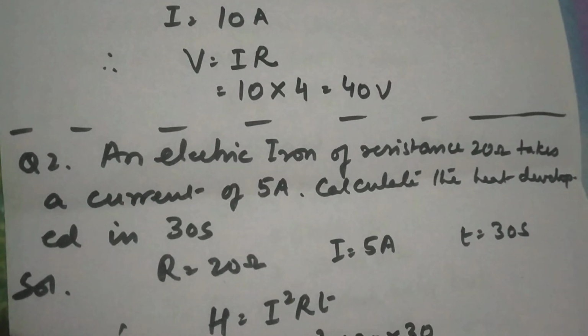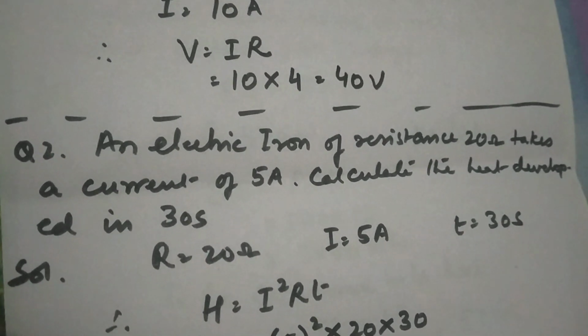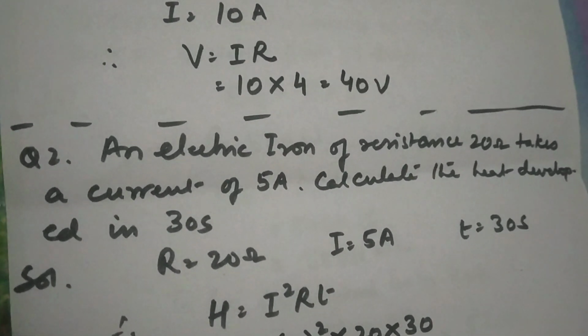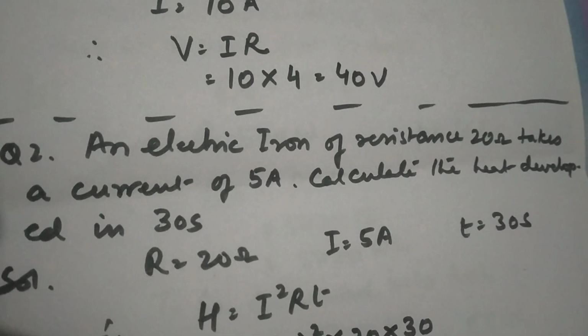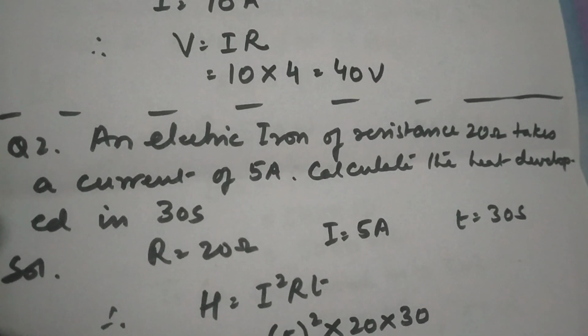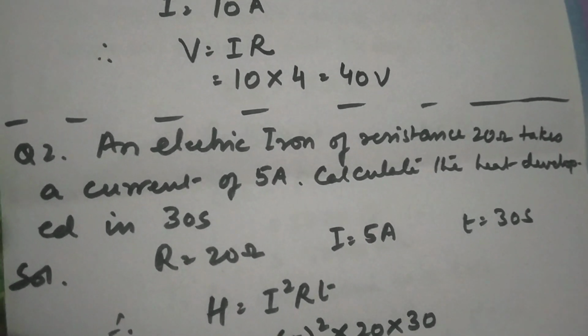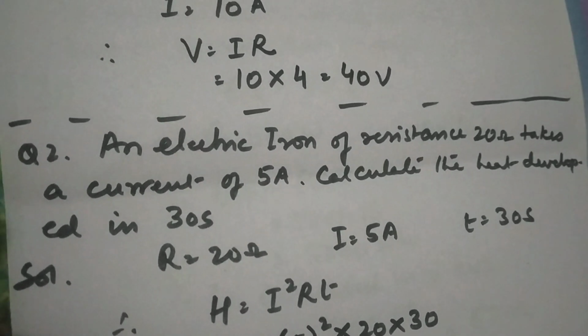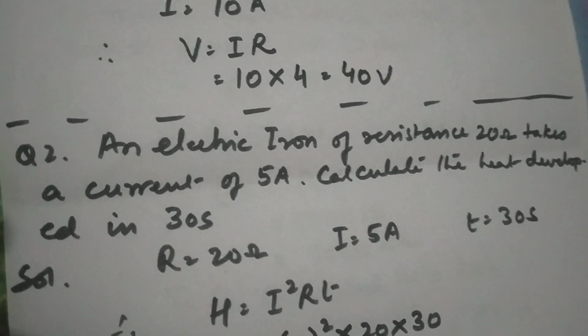So we are coming to question number 2 now. An electric iron of resistance 20 ohm takes a current of 5 ampere. Calculate the heat produced in 30 seconds. Try to read the question at least 2 times. An electric iron of resistance 20 ohm takes a current of 5 ampere. Calculate the heat produced in 30 seconds.